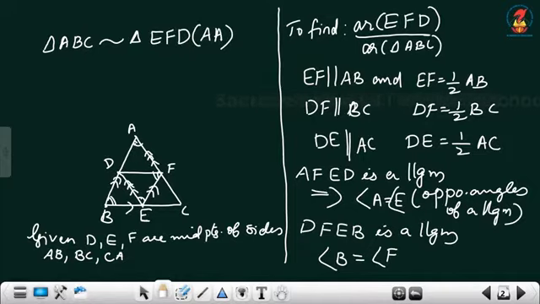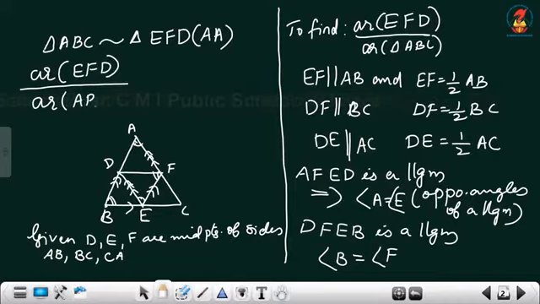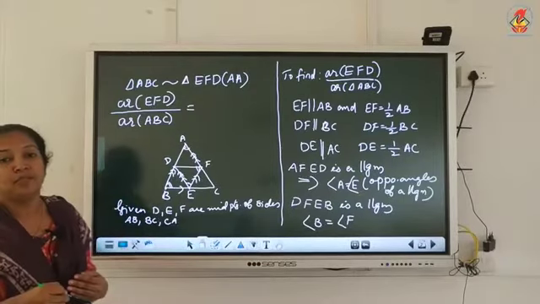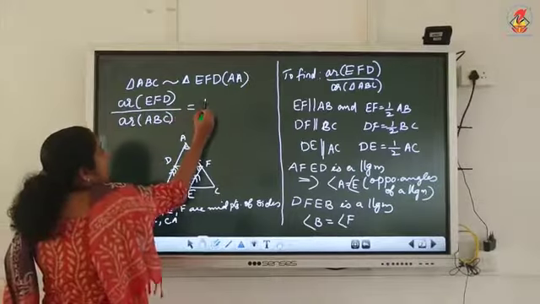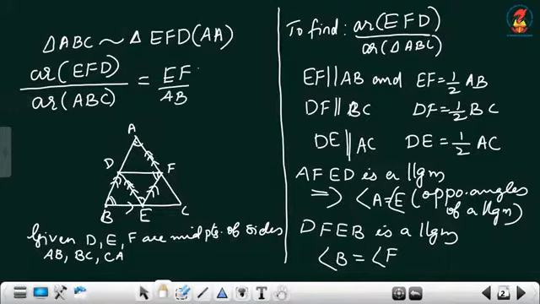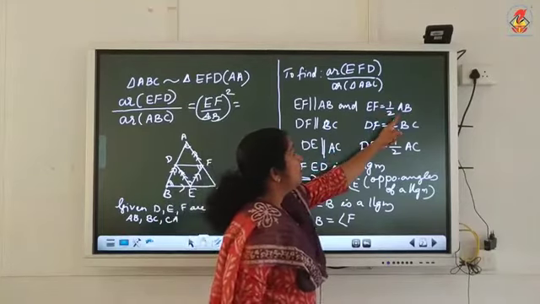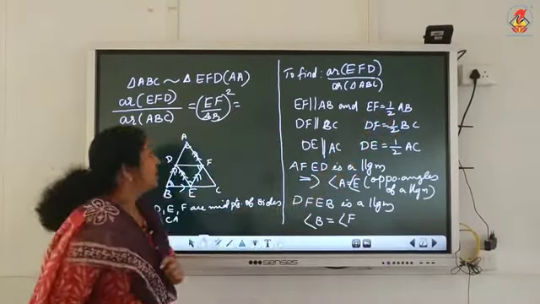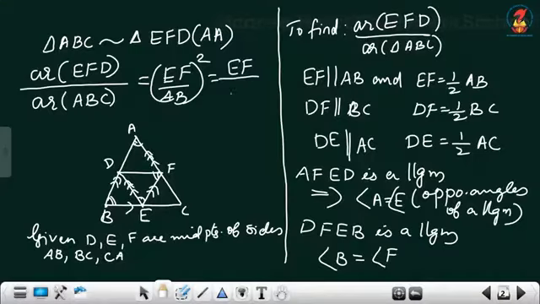If these two are similar, we can say area of triangle EFD divided by area of triangle ABC is equal to the square of the ratio of the corresponding sides. So EF by AB whole square. But EF is equal to half of AB, means AB is equal to 2 times EF. So, EF divided by 2EF whole square.